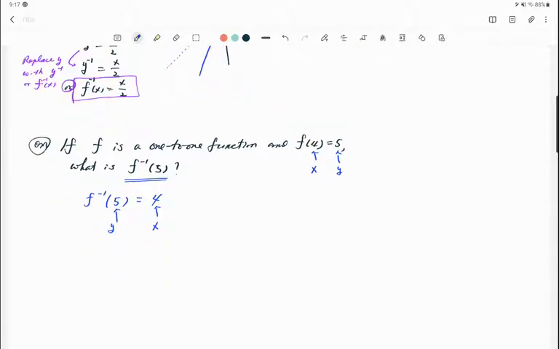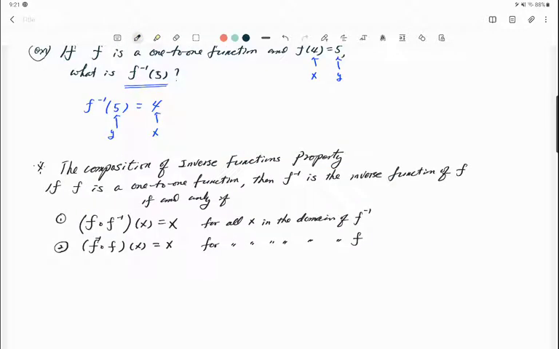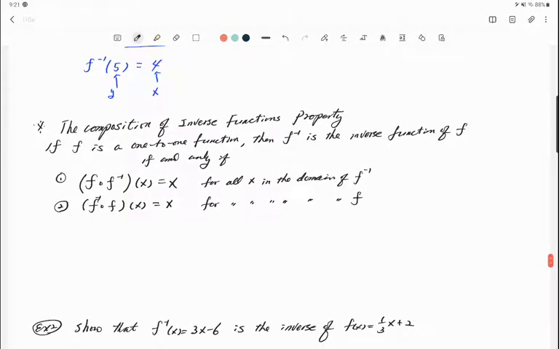Then the composition of inverse functions property. Okay, next definition is the composition of inverse functions property. Do you remember the composition function? If f is a one-to-one function, then f inverse is the inverse function of f if and only if, so there are two conditions. f circle f inverse of x is equal to x, or f inverse circle f of x is also x. What do you mean by this?